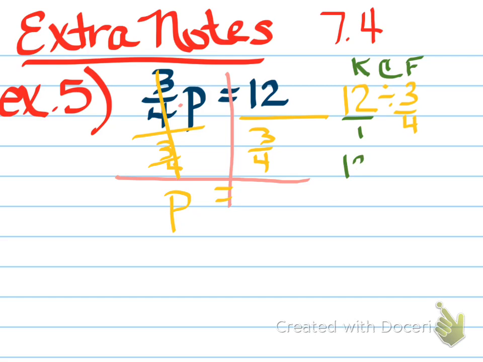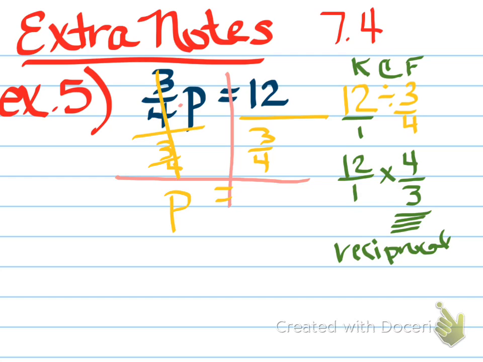We're going to keep 12 over 1. We're going to change division to multiplication. And we're going to flip 3/4 to make it 4/3. Remember what this is called? Reciprocal. I know it's been a while. Okay, that came out really sloppy. I know it's been a while, but that's what that was, the reciprocal.